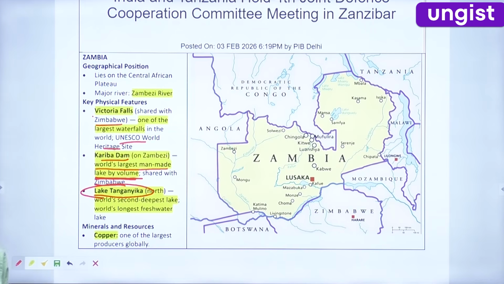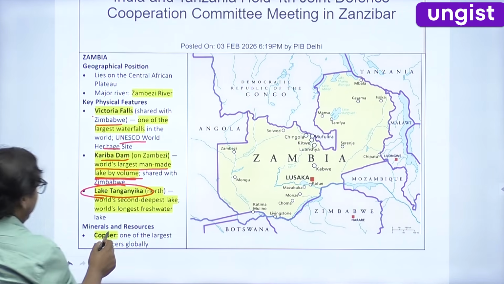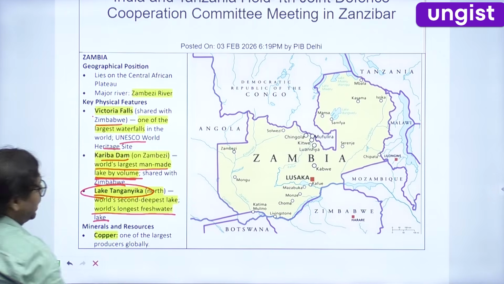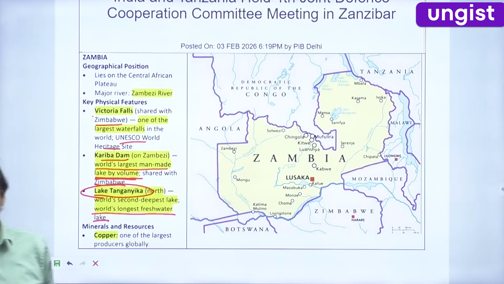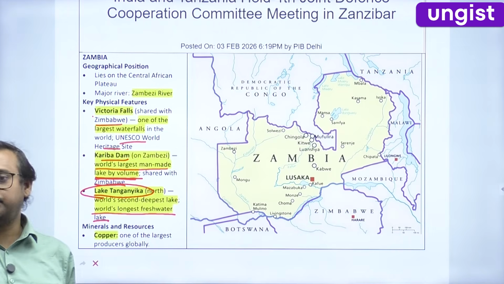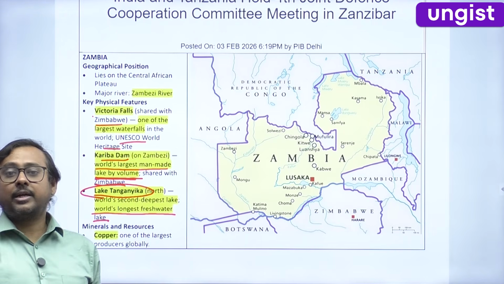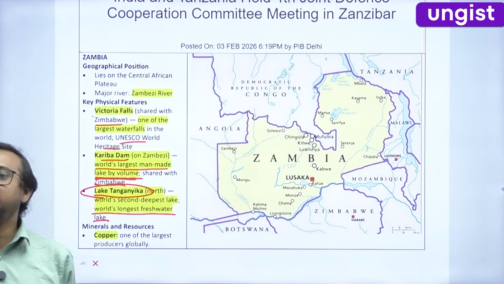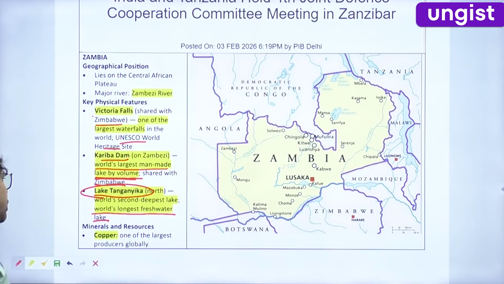And which is the deepest lake? Second deepest lake. Which is the deepest lake? Lake Baikal, right? And world's longest freshwater lake. Obviously, it will be the world's longest because it is around which valley? African Rift, the Great Rift Valley, and hence it's one of the longest freshwater lakes.